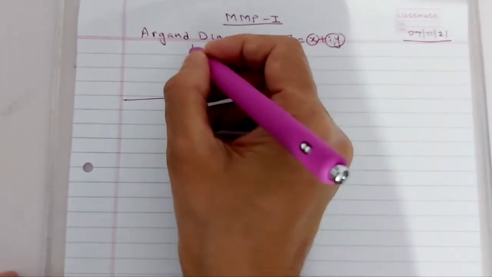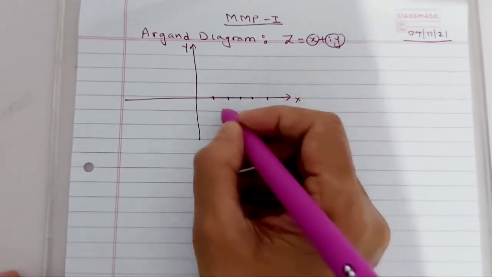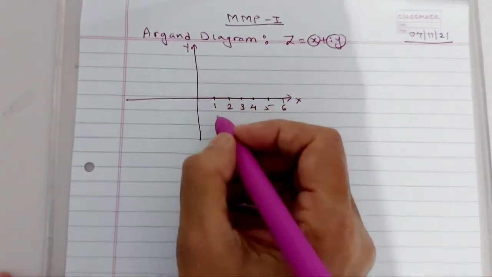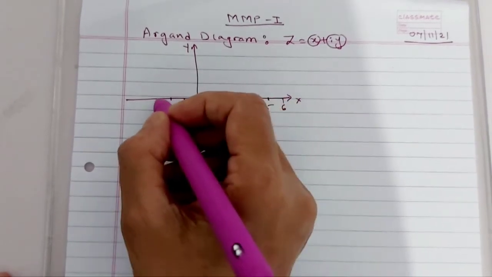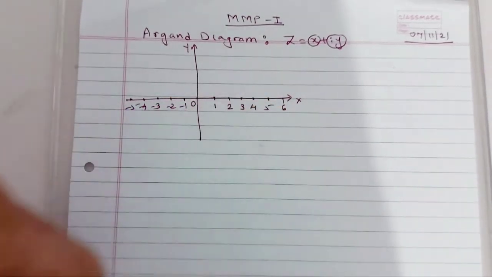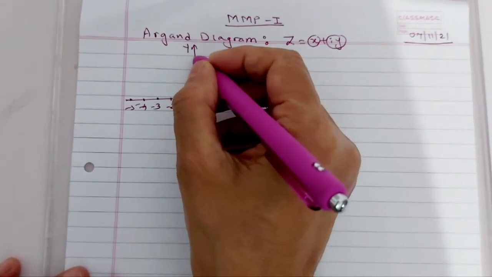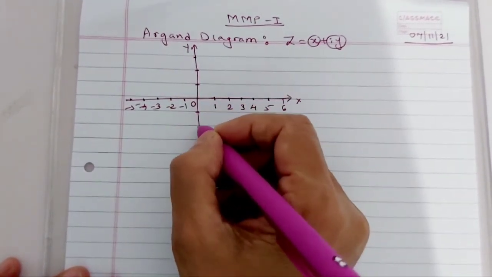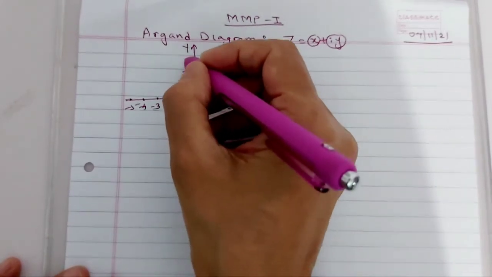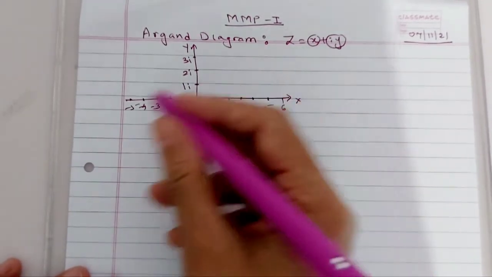Say this is my x-axis, this is my y-axis. On the x-axis, suppose I take these points: 1, 2, 3, 4, 5, 6. Obviously this is my origin, so minus 1, minus 2, minus 3, minus 4, minus 5 and so on. On my y-axis I will show 1, 2 and 3. This is 1i, this is 2i, 3i, this is minus 1i, minus 2i, minus 3i and so on.